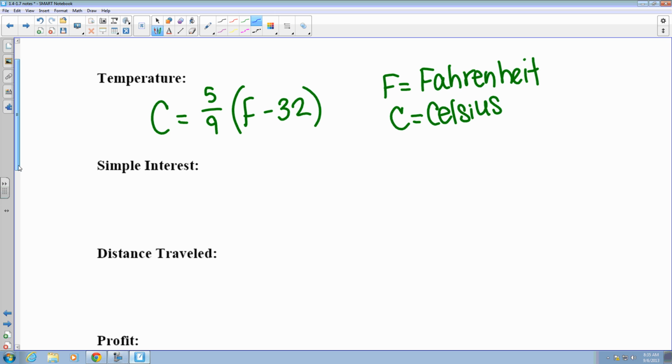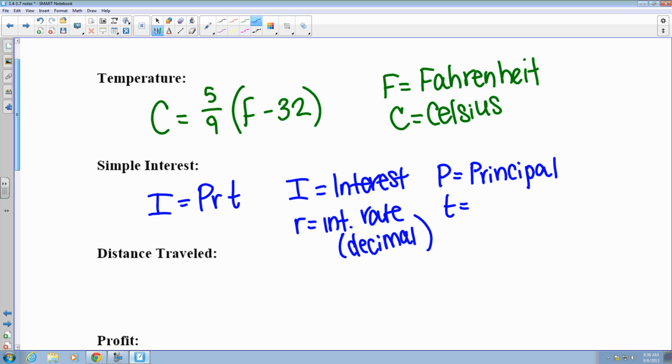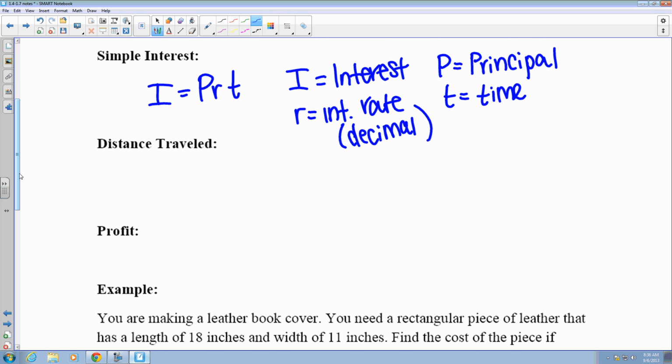Our simple interest formula, I equals PRT, where I is your interest earned, P is your principal, which is how much money you put in initially, R is your interest rate, and you need to make sure you write that as a decimal, and T is time. We will be using these, I just wanted to go through what they are before we start using them.